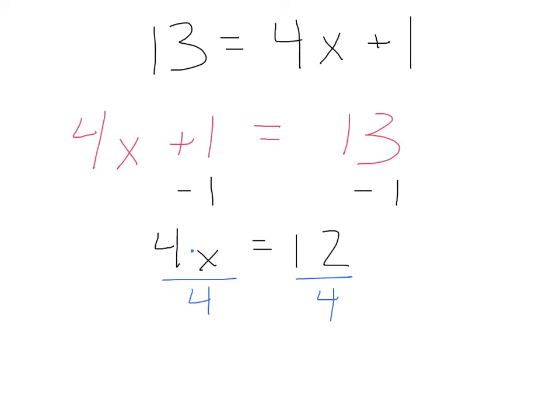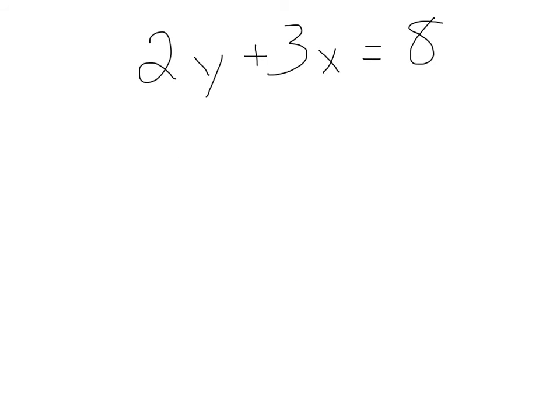4x over 4 is 1x. 12 over 4 is 3. So my solution is x equals 3. If I wanted to go back to my original, 4 times 3 is 12. 12 plus 1 is 13. 13 does equal 13. I know that this is a correct solution for this equation.